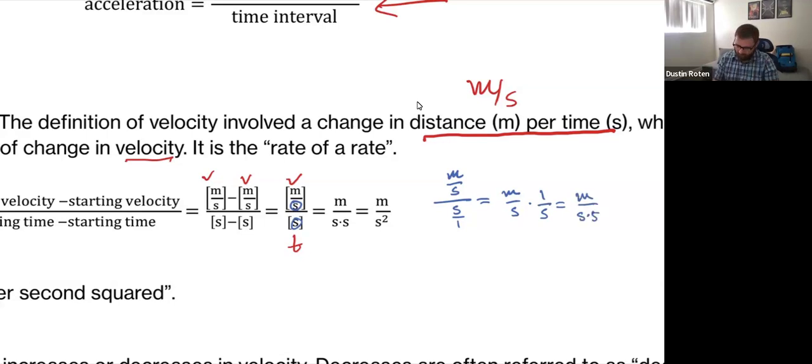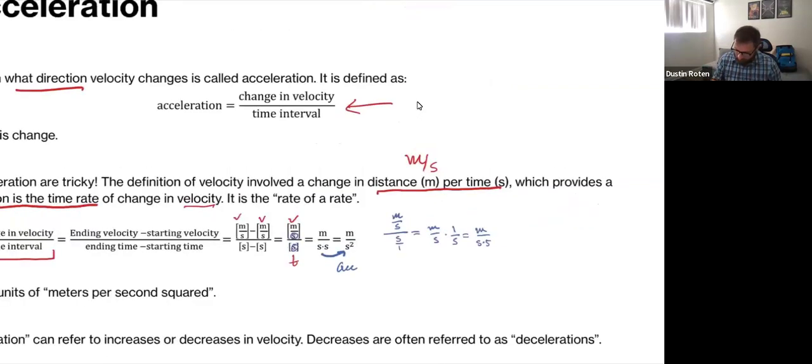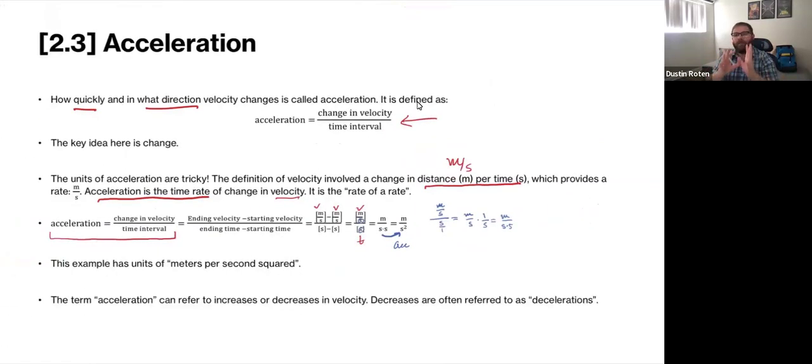And just like in algebra, we can just write that as second squared. So that's what's going on here. This is how we end up with acceleration having the units of meters per second squared. And what this is saying is essentially every second that goes by, your velocity, meters per second, changes by this amount. So this is like saying our velocity changes by 2 meters per second every second. Okay?